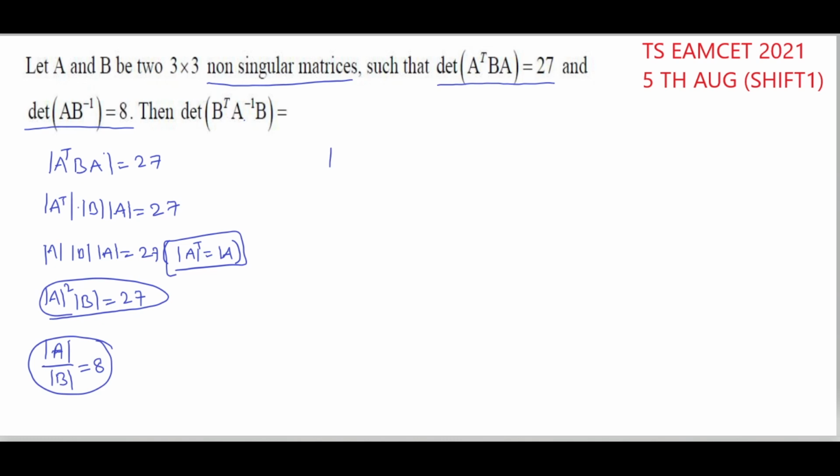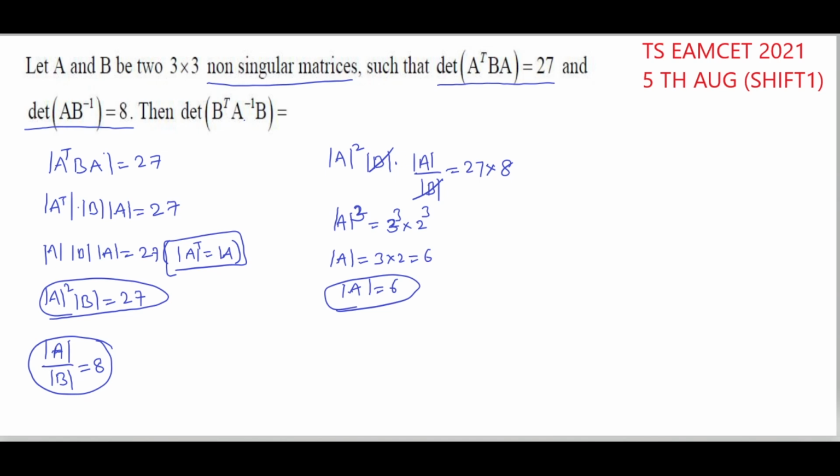Multiplying these two, that is (det A)² × det B × det A / det B = 27 × 8. Here det B cancels. That is (det A)² × det A, that is (det A)³ = 27 × 8, that is 3³ × 2³. From this det A = 3 × 2 = 6. The det A value is 6.